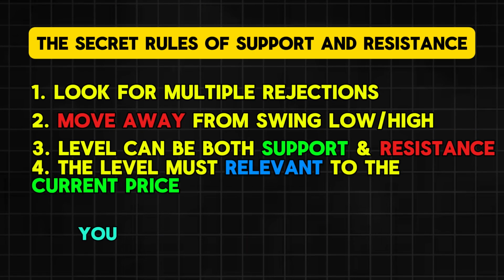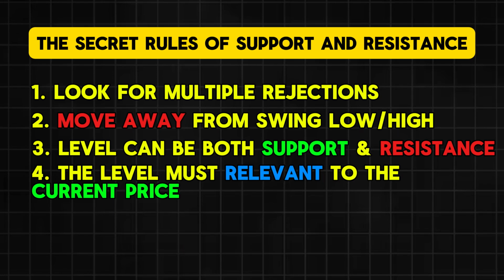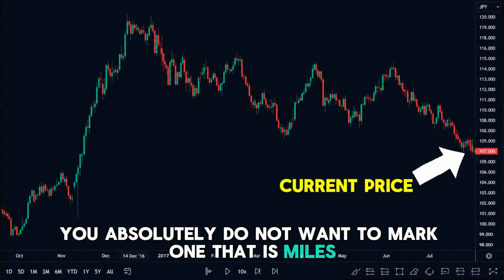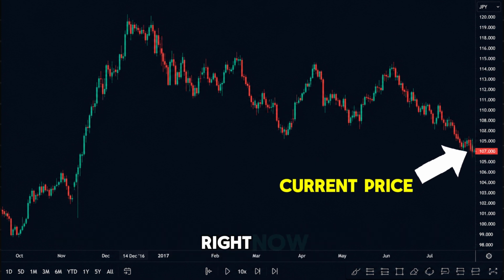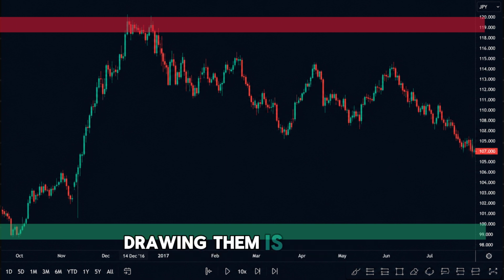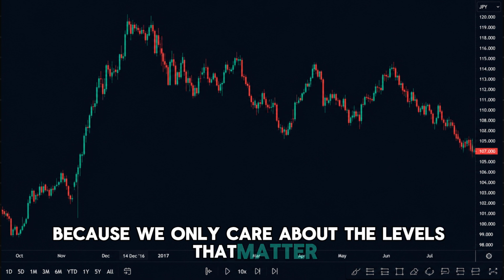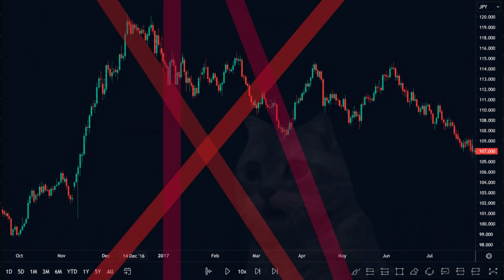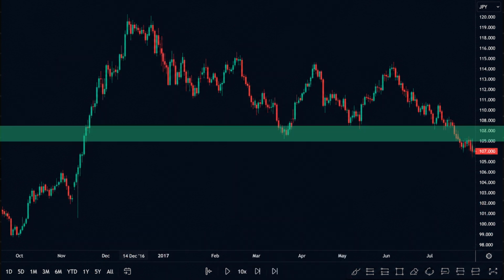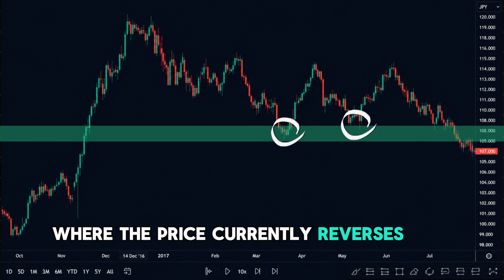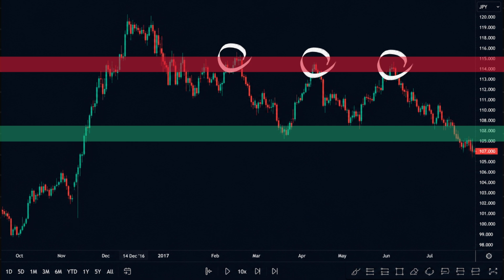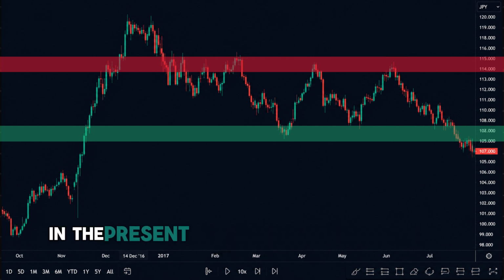Finally, the levels you draw must be relevant to the current price. When you are marking a key level, you absolutely do not want to mark one that is miles away from where the price is actively trading right now. Levels that are too far away are simply irrelevant. Drawing them is pointless because we only care about the levels that matter right now. Remember, too many lines will just confuse us. So, focus on the immediate battleground. Draw a support level where the price currently reverses and heads back up, and a resistance level where it is currently being pushed down. These are the only key levels that matter in the present moment.